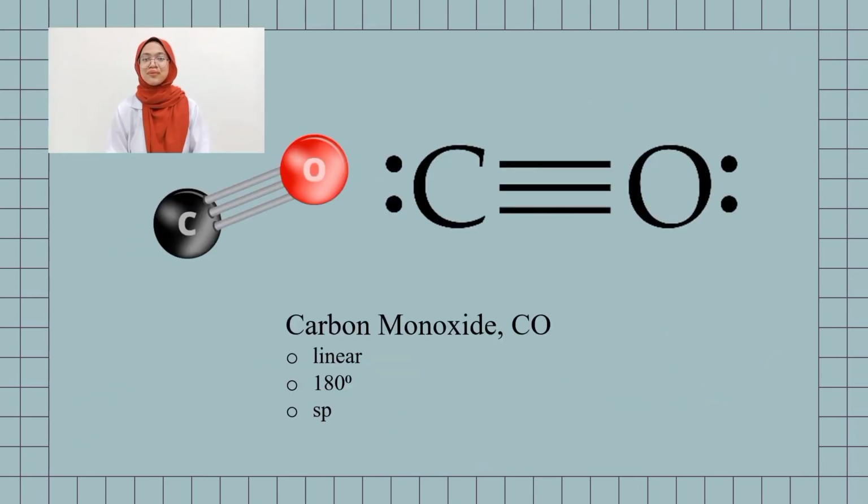The last one is carbon monoxide. It has a triple bond, the same as nitrogen, so it gives us a straight line. So the shape is linear with the angle 180 degrees. So that's all the molecular geometry involved in this reaction. Let's move on to the next person.